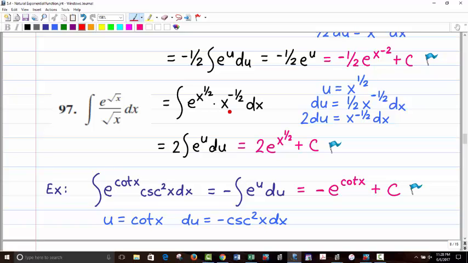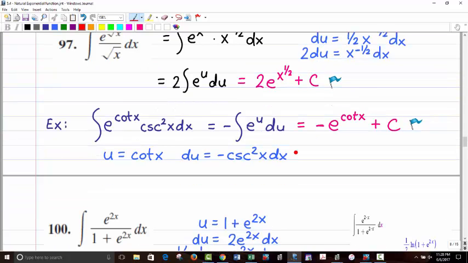So we have 2 e to the u du, which becomes 2 e to the x to the 1/2 plus c, or, you know, the answer might have the square root of x back in there as the exponent. Either way.